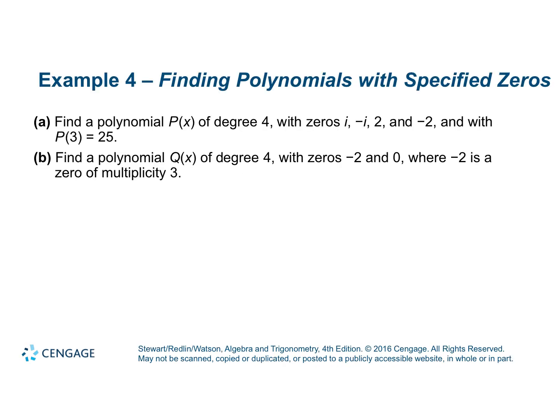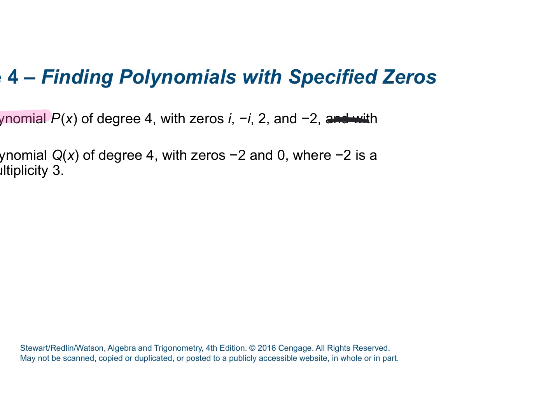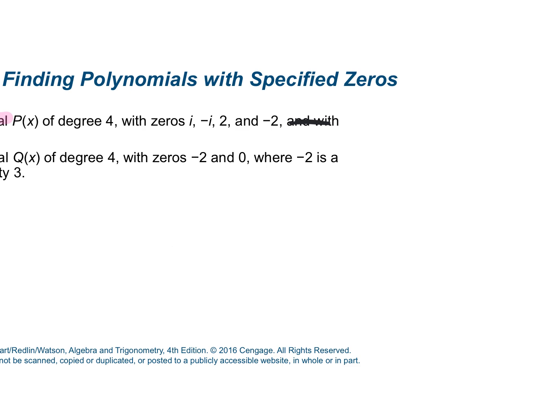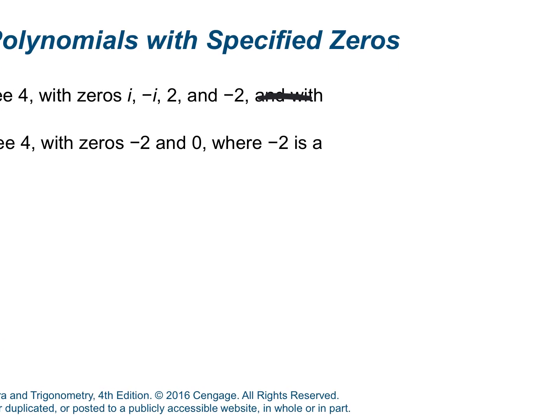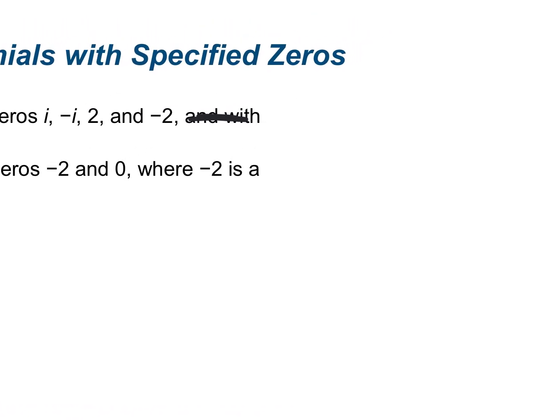So with example 4, it's going to give us the zeros, and we have to come up with the polynomial. It says find the polynomial. So we're working backwards here. We're going to ignore this part that says with p of 3 equals 25. Just cross that out. It's not important. So we're going to take our zeros, and we want to put them into factored form first. So in factored form, it's always x minus the number, just like we did in the first example.